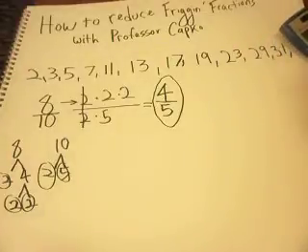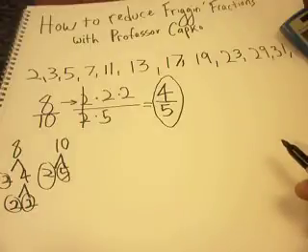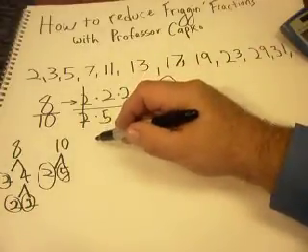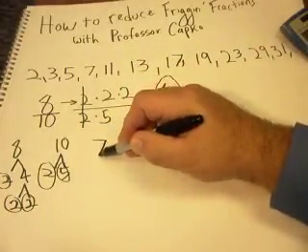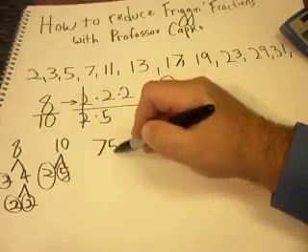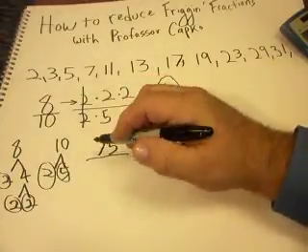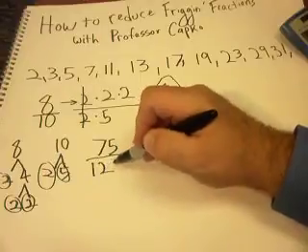Okay, so that's step 1. That's one example of it. So that was an easy one. Let's do one that maybe is a little bit trickier. Maybe you can't do it in your head like some of you may have done. Let's say I had 75 over 120.